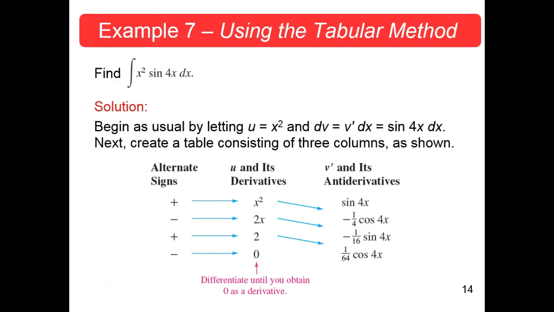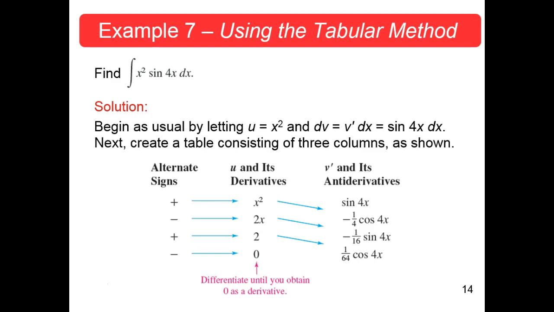Okay. Your u and its derivatives are from here. And then the v prime and the antiderivatives are over here. The v prime is the sine of 4x. And its antiderivative is minus 1/4 cosine 4x. And its antiderivative is minus 1/16 sine 4x. And its antiderivative is that. And then its antiderivative is this. So you just list those antiderivatives as is. Don't worry about plus these or anything, just list them. The first one and then go.